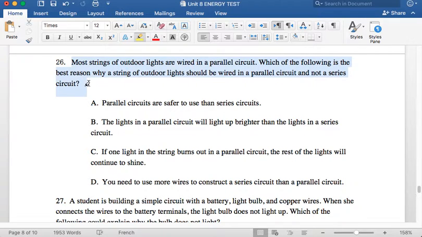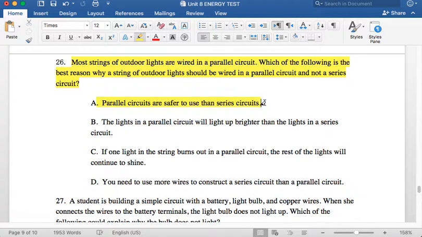Number 26. Most strings of outdoor lights are wired in a parallel circuit. Which of the following is the best reason why a string of outdoor lights should be wired in a parallel circuit and not a series circuit?